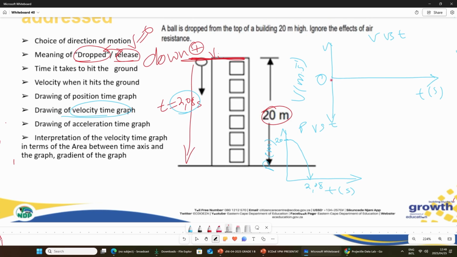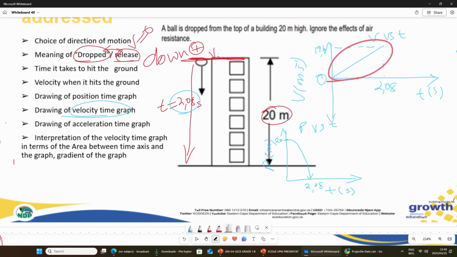We also know that as the object goes downwards, the velocity increases. So on the graph it is supposed to start at 0, then increase straight to the final velocity that we got there, which was 19.8. The time it took to hit the ground is 2.08.